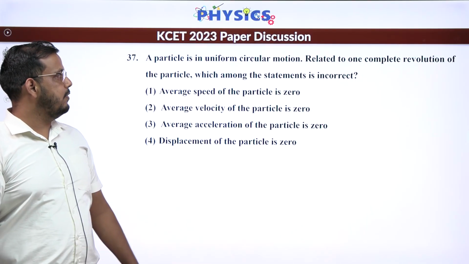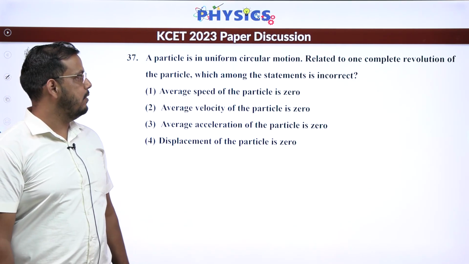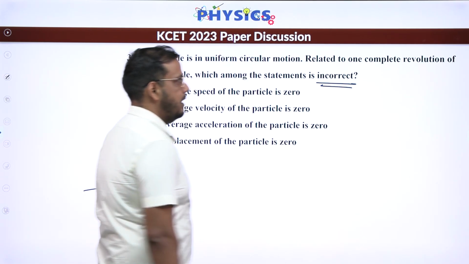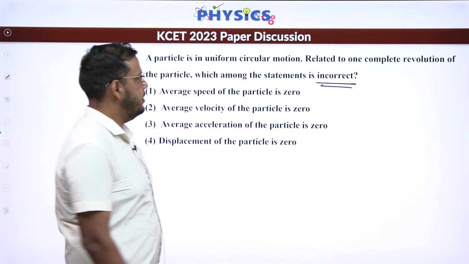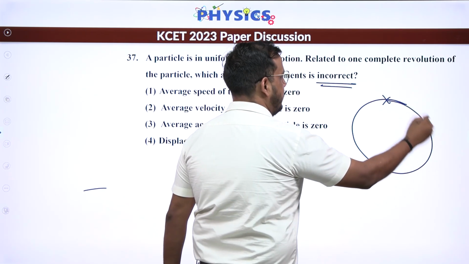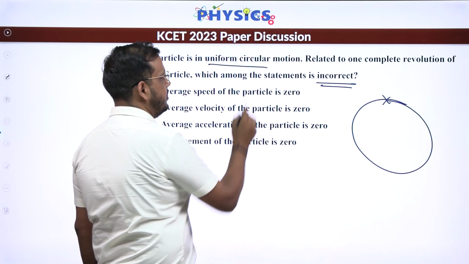A particle is in uniform circular motion related to one complete revolution of the particle. Which among the statements is incorrect? So the question is asking for the incorrect statement. They are telling that the particle has taken one round of the circular motion, and it's a uniform circular motion.